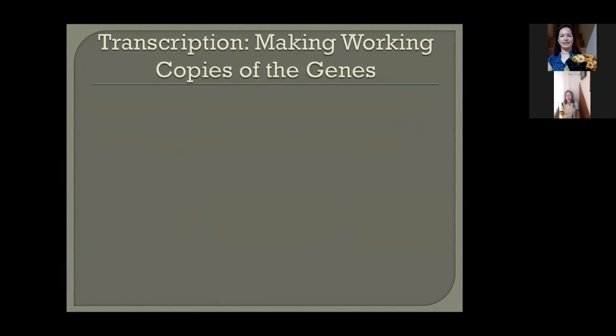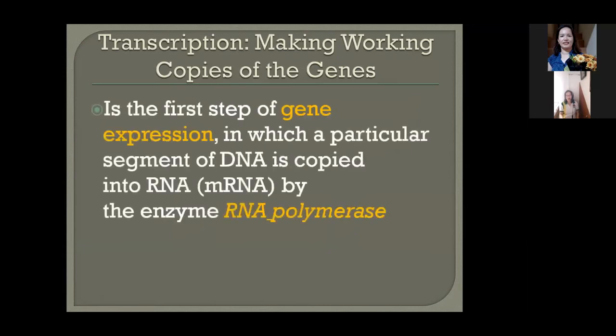Take note, genes are in the DNA. So how does transcription make a copy of this gene? This is the first step of gene expression. Gene expression is about how it will form a functional gene product, which is a protein. Here, a particular segment of DNA is copied into RNA, or messenger RNA, with the help of an enzyme, RNA polymerase.